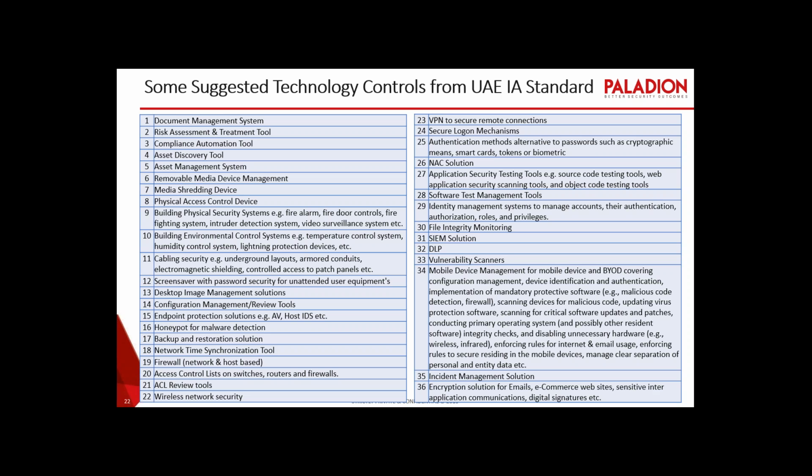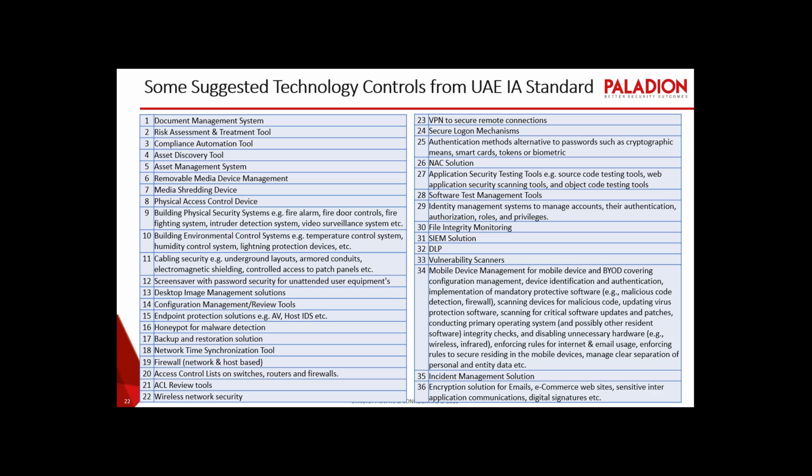On the network side, network time synchronization tool, firewall, access control for switches, routers, firewalls. On the wireless network security side, then VPN for secure remote connections. Then on the access control side, secure login mechanism with even 2FA are being mentioned there. Then it also talks about network access control solutions, which ensure that only a permitted device can connect to your network. Then it talks about application security testing tools in terms of secure code reviews, web application security scanning tools.